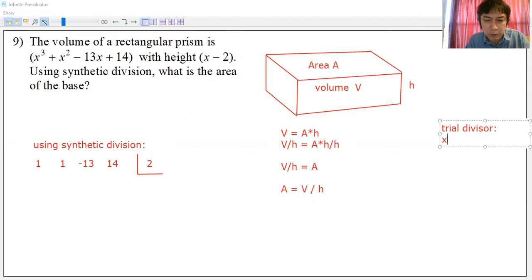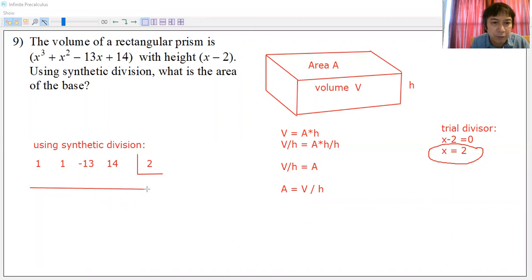We have x minus 2, equate that to 0, solve for x. It's equal to a positive 2 there, at the right side of the screen. And so we're going to use this x equals 2 here. So it's this number 2 here. We will now continue with our synthetic division.